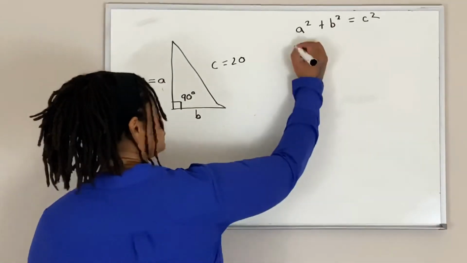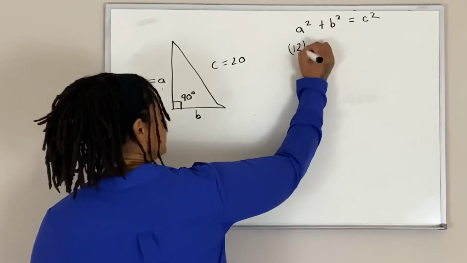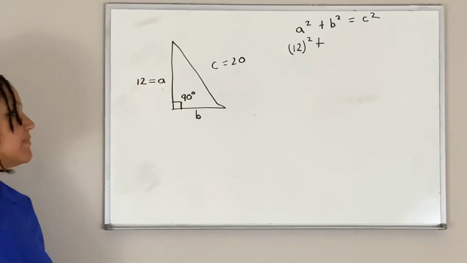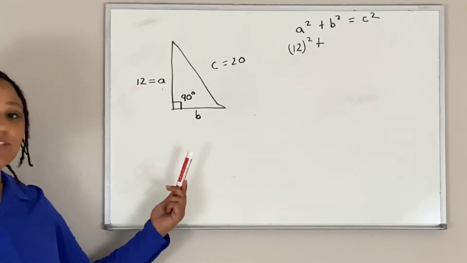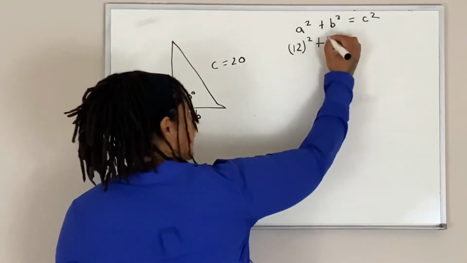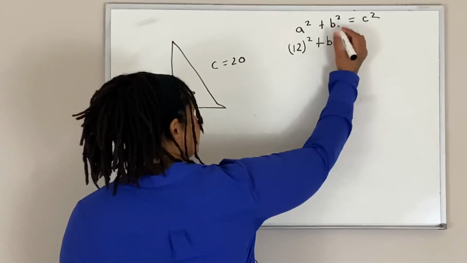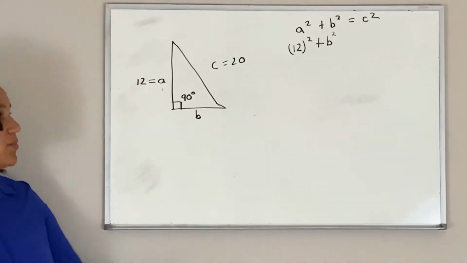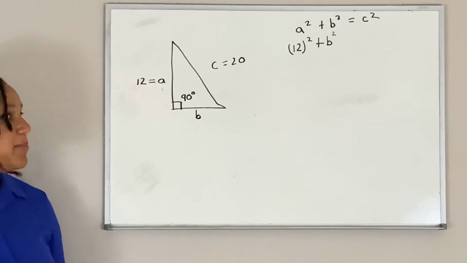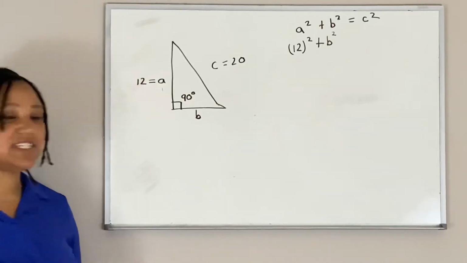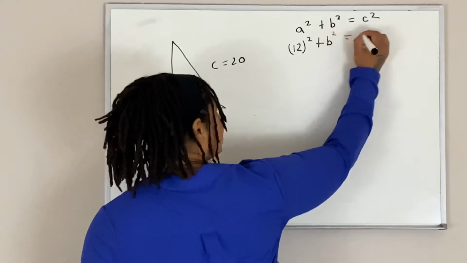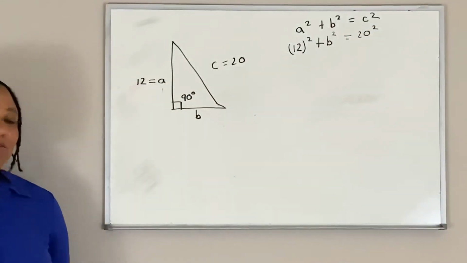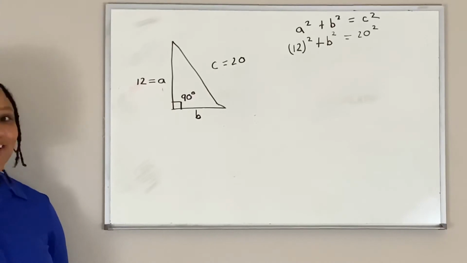So A is 12, so we have 12 squared plus B is what we're trying to solve. So I'm going to just go ahead and keep B squared. And we said our C is 20, so I'm going to plug in 20 for C. So we have 20 squared. Okay, so now I'm just going to go ahead and clean it up a bit.